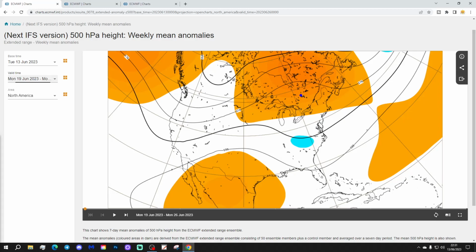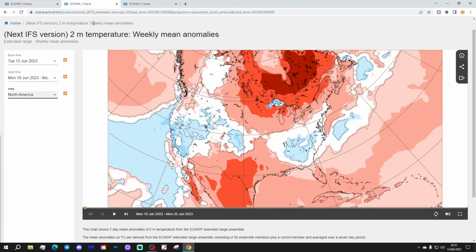Anyway, 500 millibar height anomaly for the United States for next week: above average heights across northeast America, back into Canada. A bit of a trough in eastern parts of America, and a ridge down across the southern states. The temperature anomaly next week looks like this.